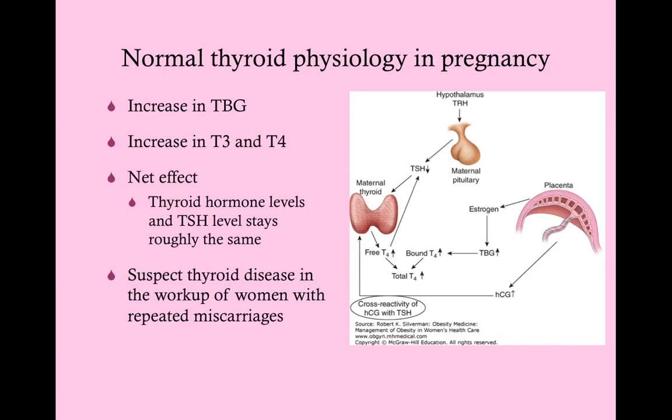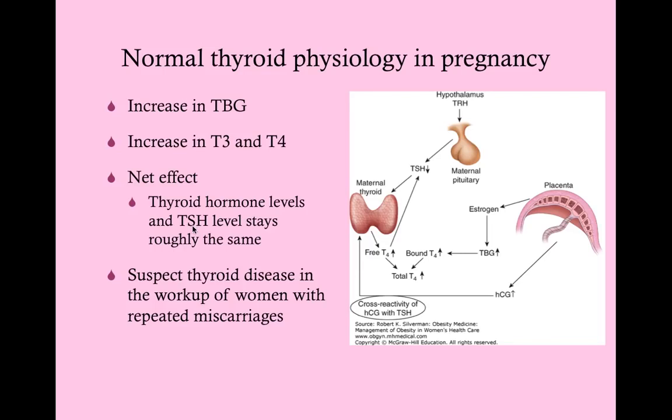Well, there's a nice way to get around that. If you have less free T4, then you have less negative feedback on the hypothalamus and pituitary, so you'll make more TSH, that'll act on the thyroid, and you'll put out more T4. And so all of that is well and good. The net effect is that the thyroid hormone level stays roughly the same, and the TSH level stays roughly the same.